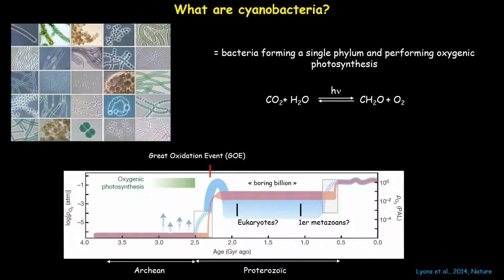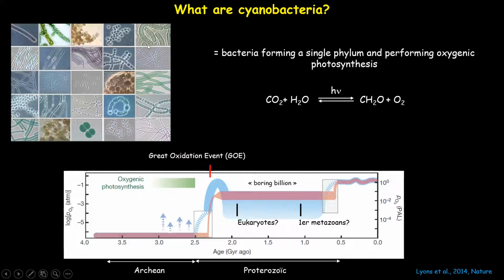And what are cyanobacteria? They are very diverse bacteria. They form a single phylum, and they perform a metabolism called oxygenic photosynthesis. They have pigments like chlorophyll, and others like phycocyanin. Like plants, they use CO2, H2O, and light: they oxidize water, take an electron from water, put it on CO2, and so produce reduced carbon, which is organic matter, and release dioxygen.